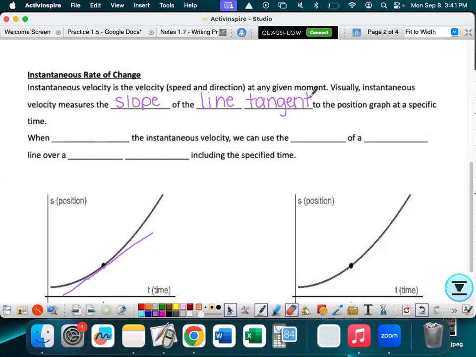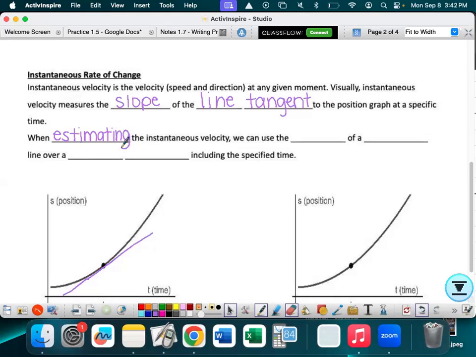So next, when we want to estimate the instantaneous velocity, because if you look at that graph, I just eyeballed my tangent line. Your tangent line might have looked slightly different. So right now we only have the skills to estimate this instantaneous velocity. When we get into chapter 3, we will learn how to get the exact instantaneous velocity, but for now we need to work on estimating.